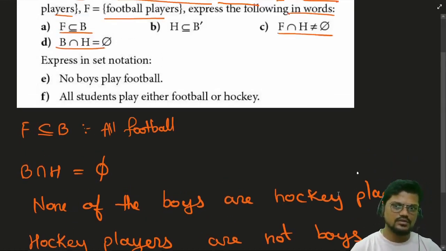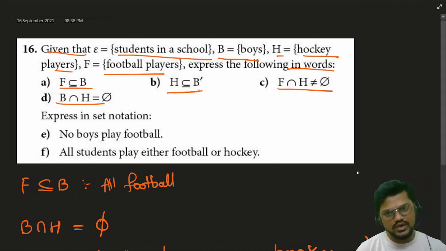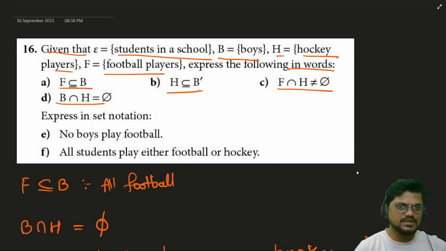And for B1, how do you identify these? For B, H is a subset of B complement. So all hockey players are not boys, since H is a subset of B complement, right? So all hockey players are not boys because B complement you're saying. Got it? Yes, okay.